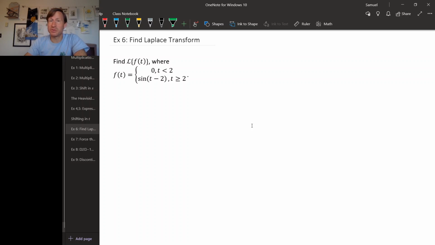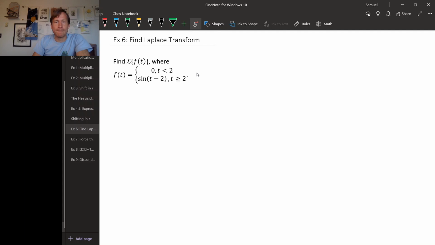Let's work out some examples of Laplace transforms involving shifts. So here is a piecewise function that is shifted. This is 0 up until time 2, and then at time 2 it turns into sine. To find the Laplace transform of this, we need to write this in terms of step functions, because we have a nice Laplace transform rule for step functions.